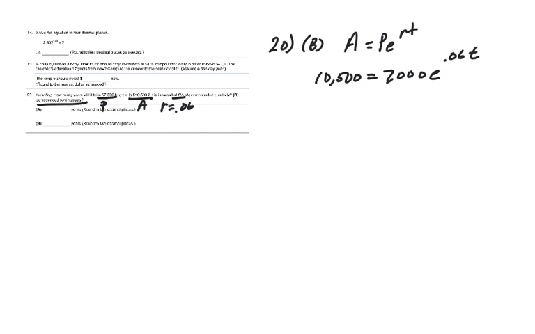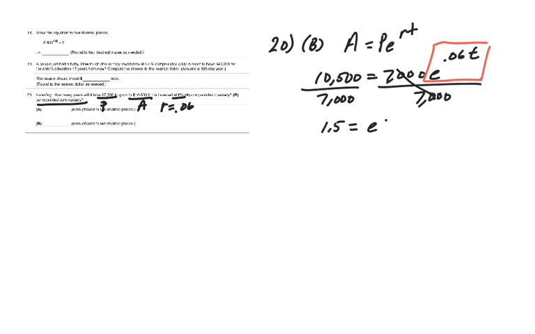Just as before, we want to isolate the exponential portion first. If we divide both sides by 7,000, on the left side we get 1.5 equals e to the 0.06t. To solve for t, we want to apply natural logs to both sides so we can bring the exponent down in front. If I apply natural log of 1.5 to both sides, it just so happens the natural log has a base of e, so the natural log base e of e simplifies to the exponential portion.